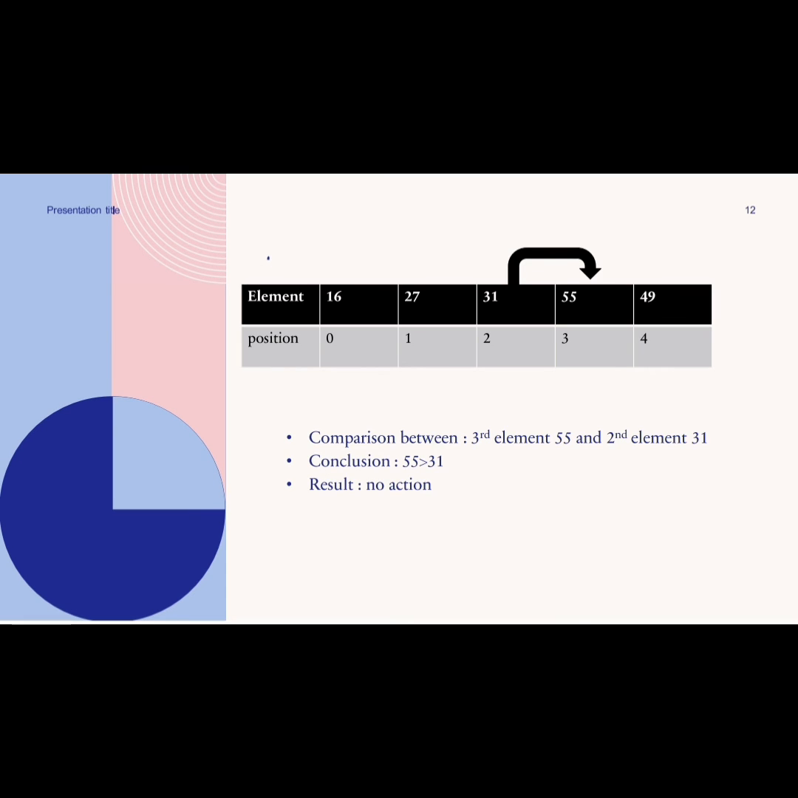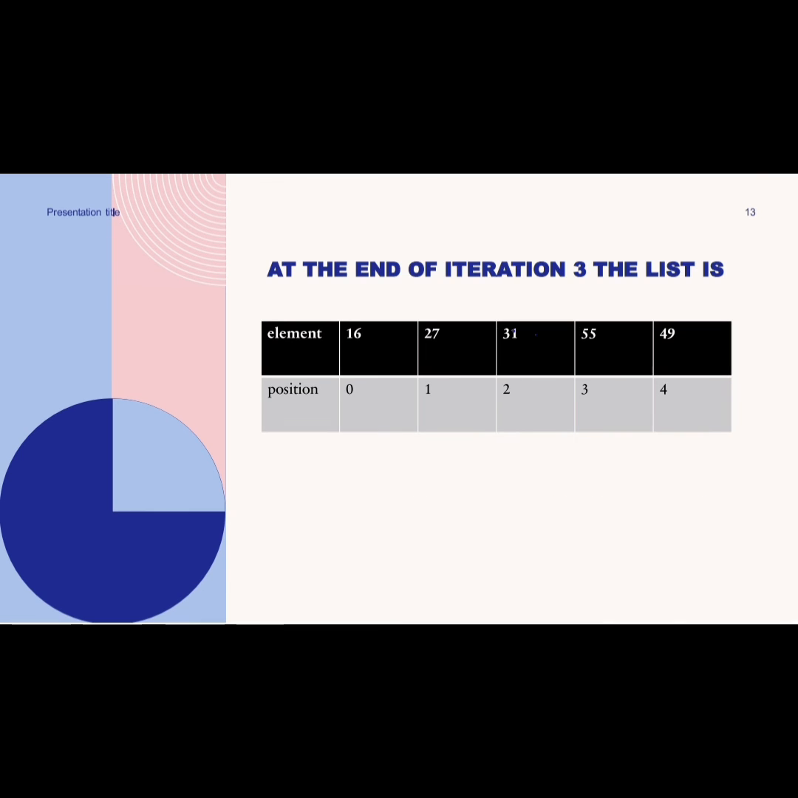In the next iteration, the comparison between the third element 55 and the second element 31. The conclusion of this iteration is that 55 is greater than 31. The result of this iteration is no interchange. And at the end of iteration third, the list is as follows.